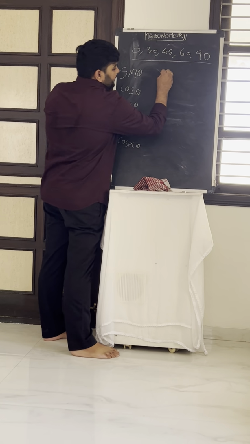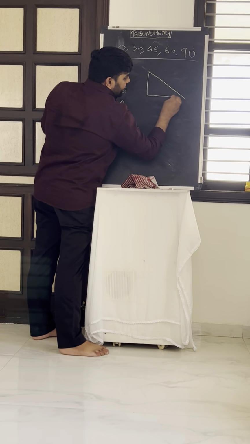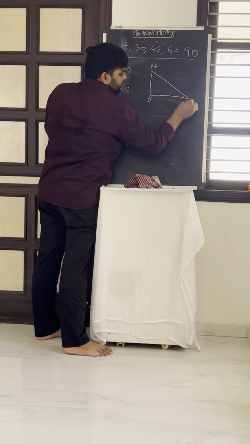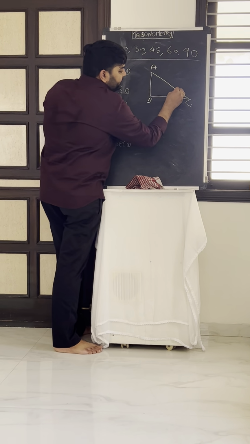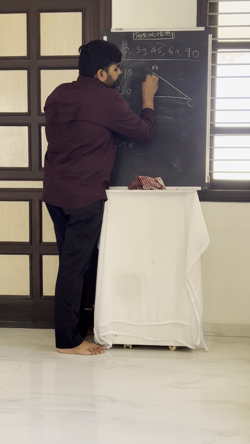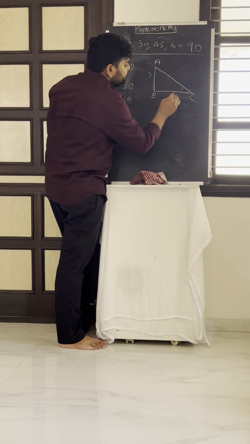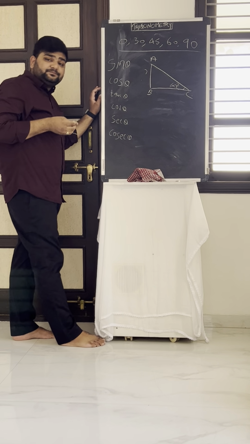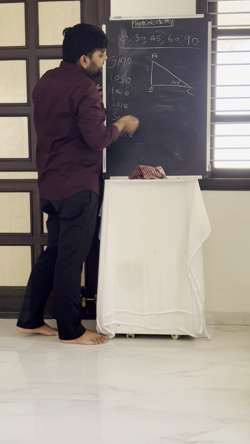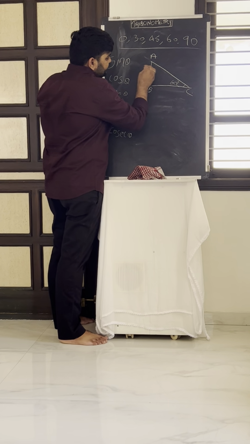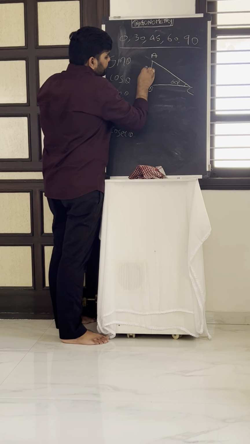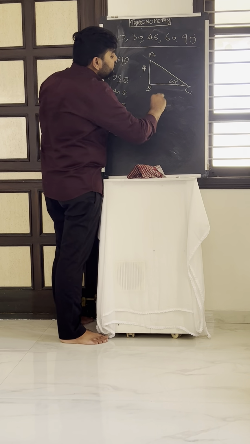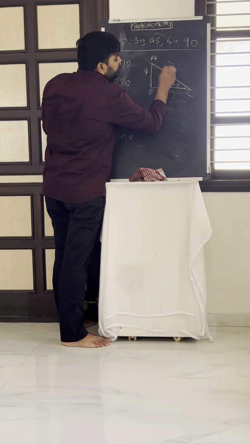So what will be the type of the numerical? They will give a right angle triangle with A, B and C. They will give the value of this angle and the value of any one side. Suppose this angle is 60, and suppose the value of this side is 4. And they will tell us to find the value of this side and this side.